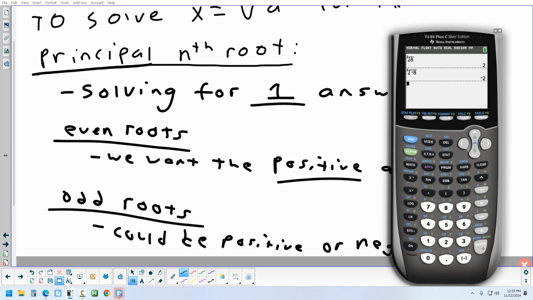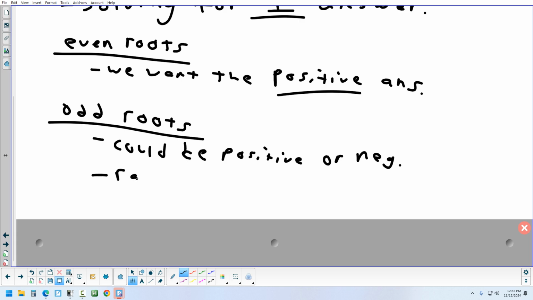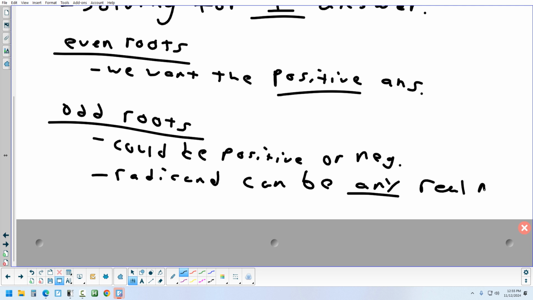The other thing is, notice the radicand here. It's a positive number. The radicand here is a negative number. When you're dealing with odd roots, the radicand can be any real number.